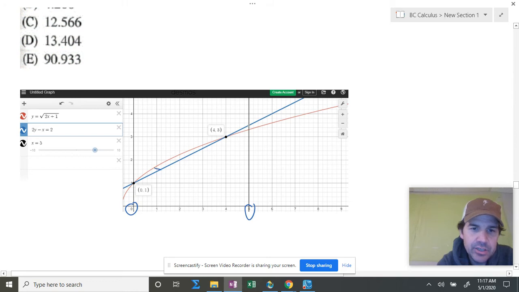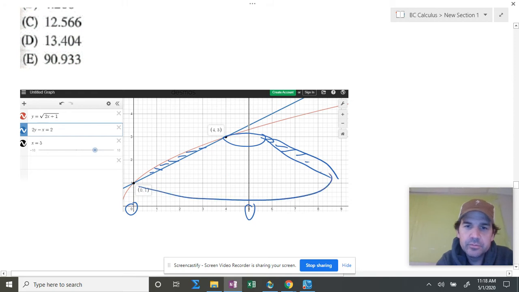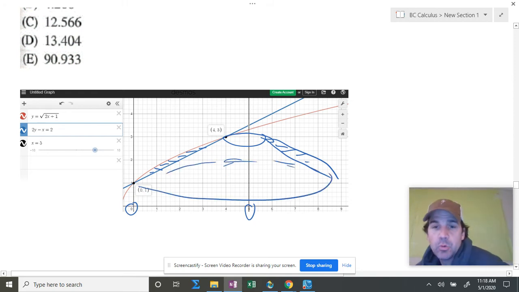And here's the region, all right? All these pieces in here are going to get rotated around to the other side. So they're going to get rotated over here. This whole thing is going to look like some interesting cone that's mostly hollow. This is a washer problem.